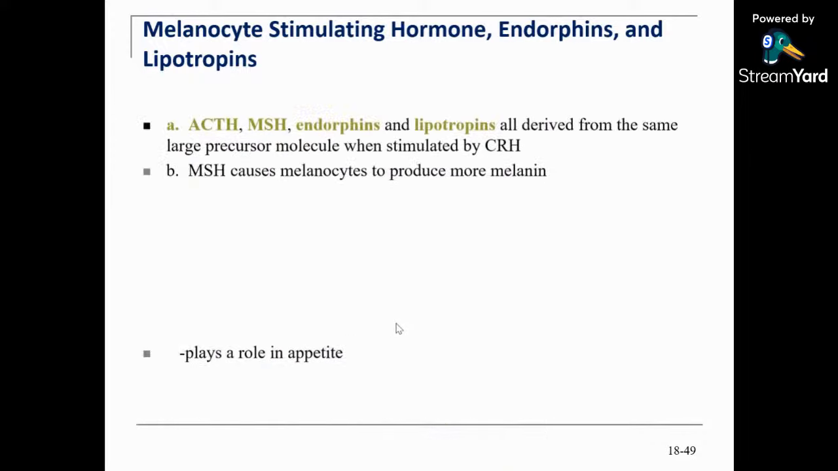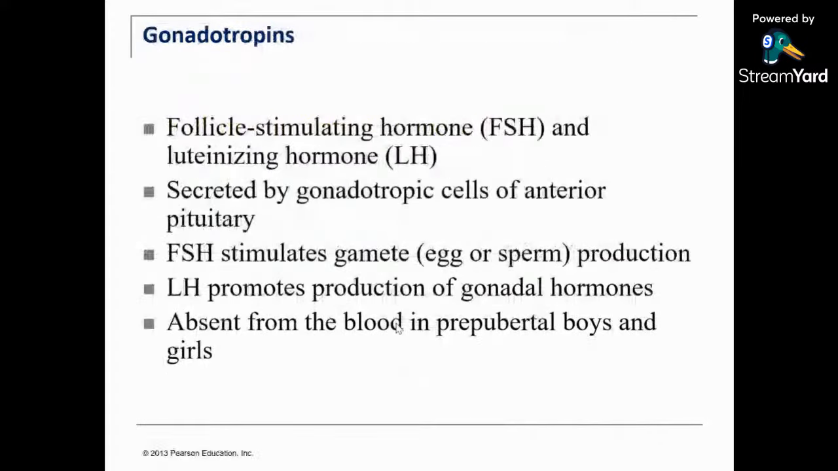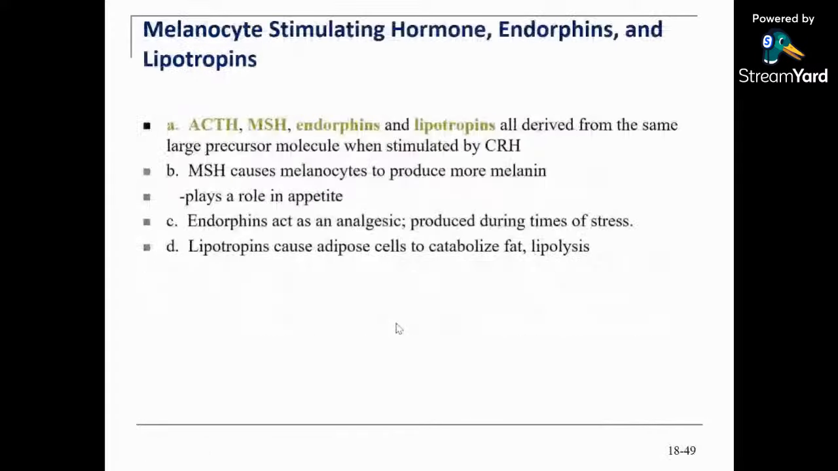Next, melanocyte stimulating hormone. ACTH, MSH, endorphins, and lipotropins are all derived from the same large precursor molecule when stimulated by CRH. MSH causes melanocytes to produce more melanin. Endorphins act as an analgesic produced during times of stress, and lipotropins cause adipose cells to catabolize fat, lipolysis.